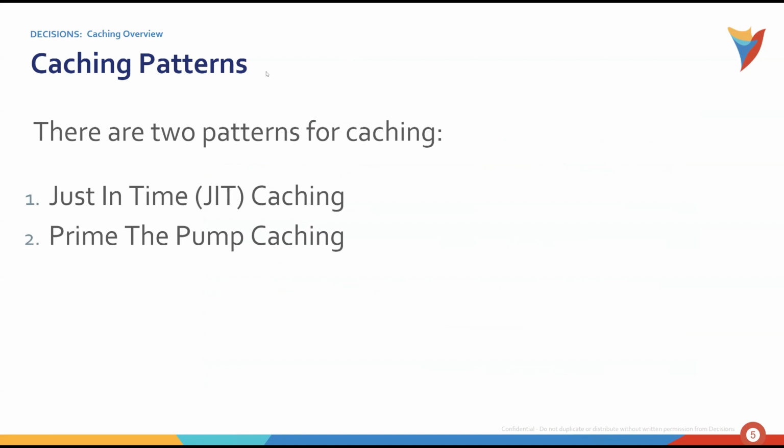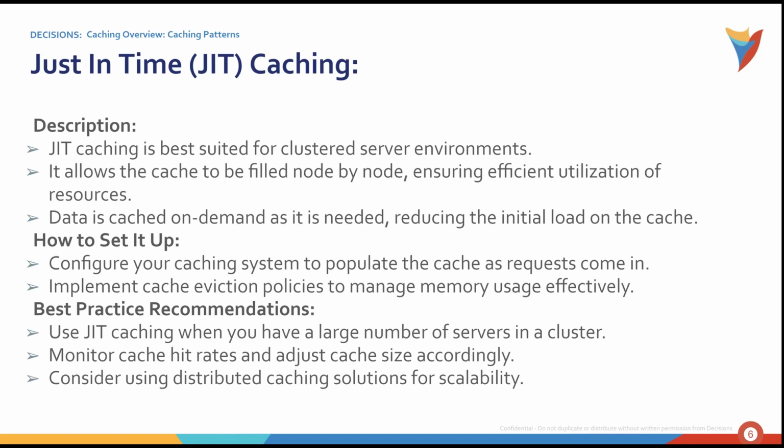One is just in time, or called JIT caching, and another one is prime the pump caching. So if we talk about just-in-time caching, it is an ideal strategy for clustered server setups. It's designed to incrementally fill the cache one server node at a time, which promotes resource efficiency. The data is stored in the cache just when it's needed, which minimizes the initial burden on the cache system.